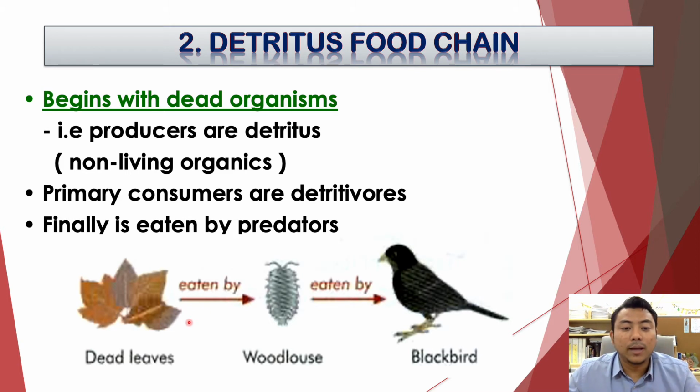Contoh dia, kita tengok. Dead leaves, maknanya daun-daun pokok yang dah mati, dimakan oleh wood louse, and then wood louse ni eaten by blackbird. So kita tengok dekat sini tak ada tumbuhan yang terlibat. Memanglah ni dead leaves yang asalnya tumbuhan juga, tapi dia adalah benda yang sudah mati.